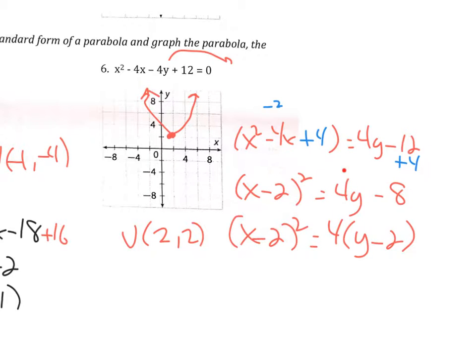This side, no matter what's in front, you got to take it out. Take the 4 out, and 4 goes into 8 2 times. That's where that comes from. You need your vertex. The vertex is the opposite of what's inside, which is 2, 2. Graph 2, 2. Because 4p is with the y, it goes like the y-axis does. It goes up.